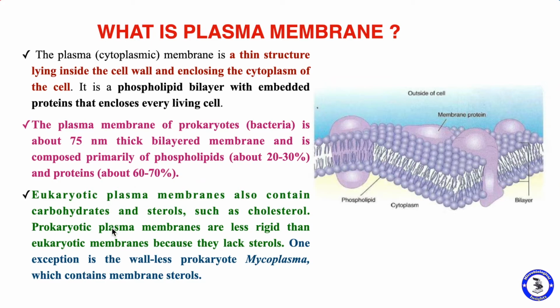When we compare the prokaryotic membrane and the eukaryotic membrane, the prokaryotic membrane is less rigid because it doesn't contain sterols, but the eukaryotic membrane is highly rigid in nature because it has sterols. There is one exception: the prokaryote mycoplasma. You know about mycoplasma, no? Mycoplasma lacks the cell wall. It has the plasma membrane, and in the plasma membrane of mycoplasma, membrane sterols are present.